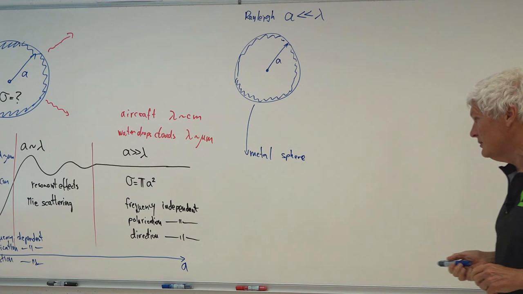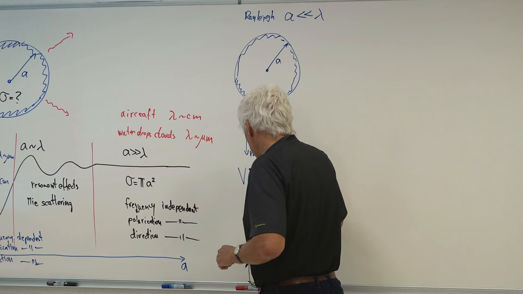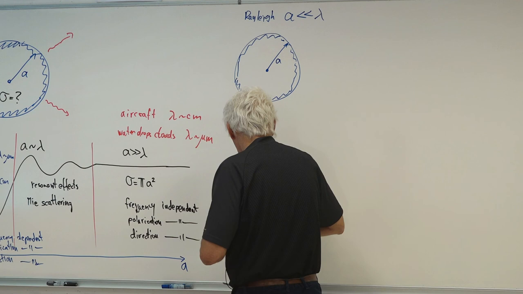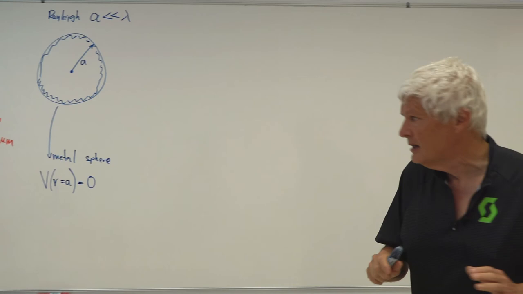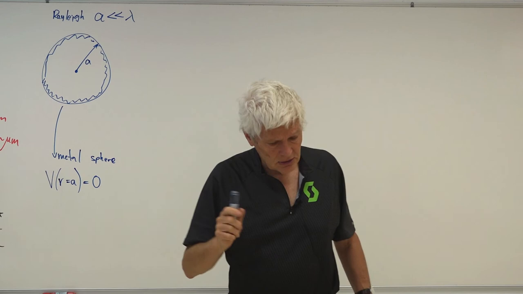We can say that we want the potential on the surface of the sphere, so r is equal to a, to be zero. This is the electrostatic potential, because we are solving the problem using electrostatic means. If something is much smaller than the wavelength, we can use electrostatic formulas to calculate our things.